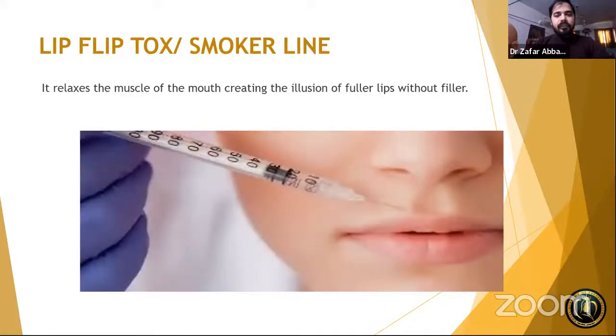We already discussed the smoker lines. We inject from the lip, almost 0.5 mm above, 2.1 points over, and 1 point over here, almost 4 points covering the lip.